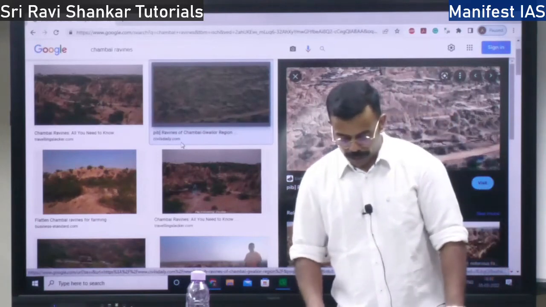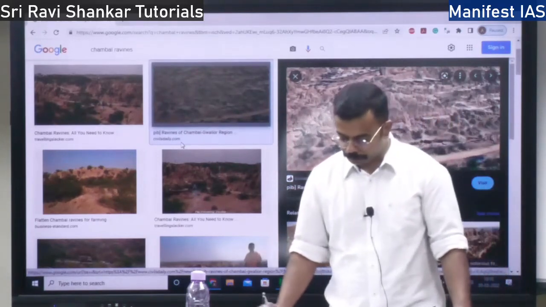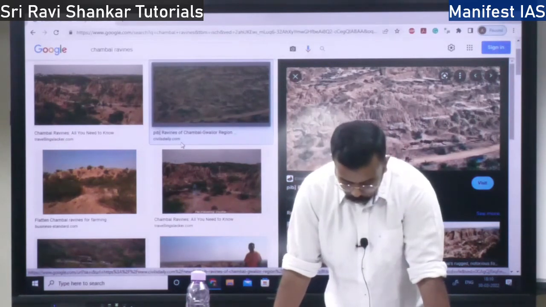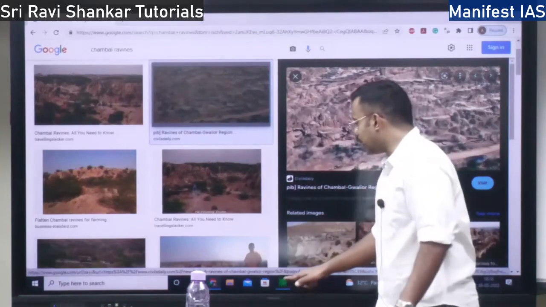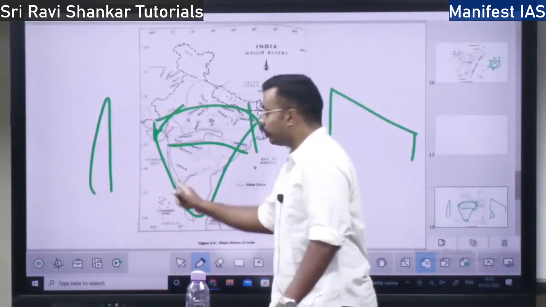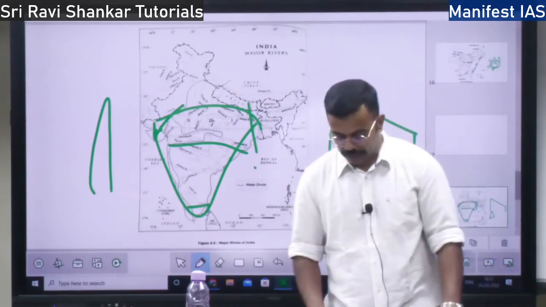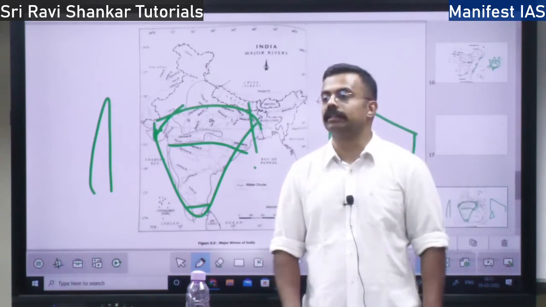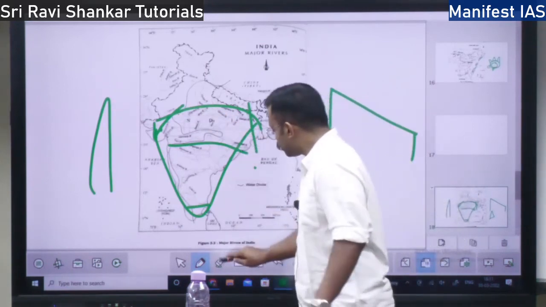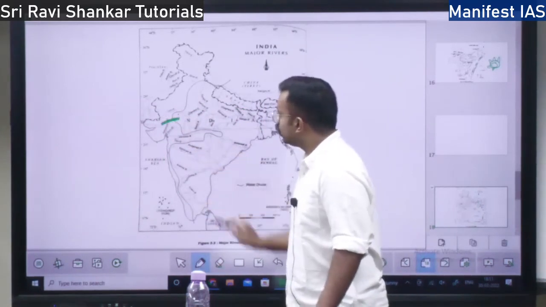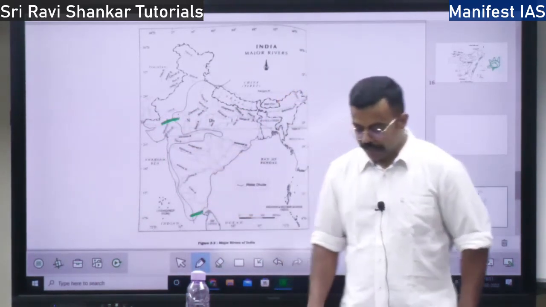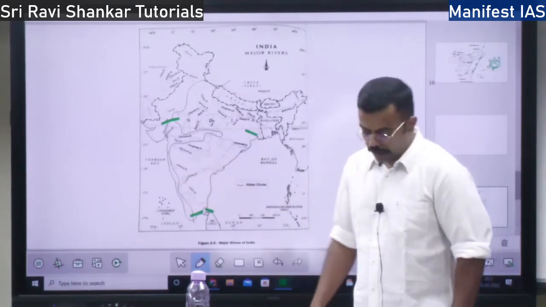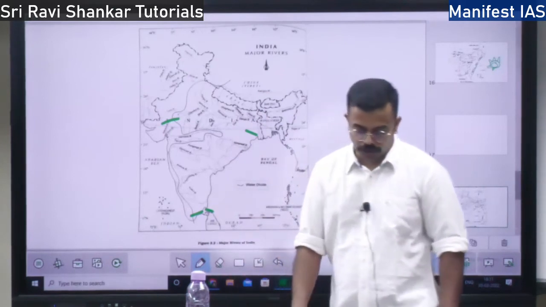That is the peninsular plateau. Next, you have the Deccan plateau. The Deccan plateau is bounded by the Western Ghats and Eastern Ghats. The Western Ghats has very good height and is continuous, from here to here. Whereas the Eastern Ghats is discontinuous, it has broken, right? And it is of low height.